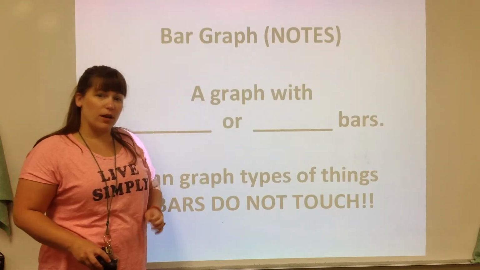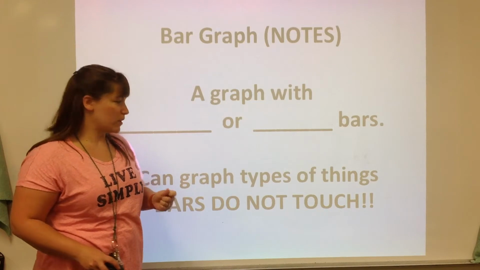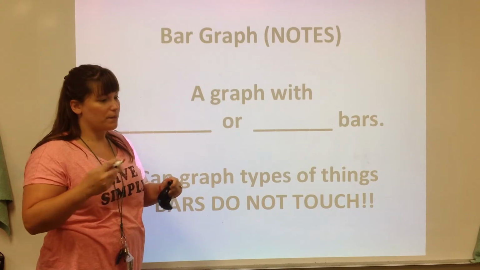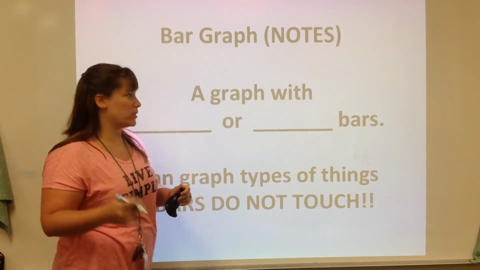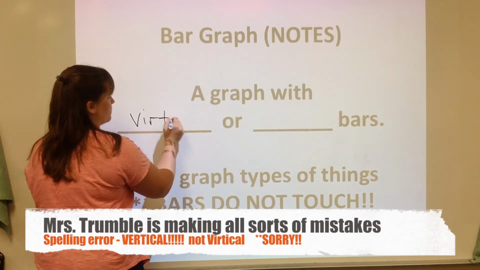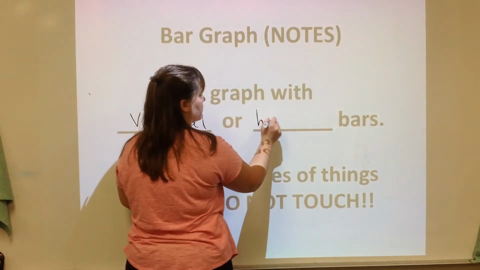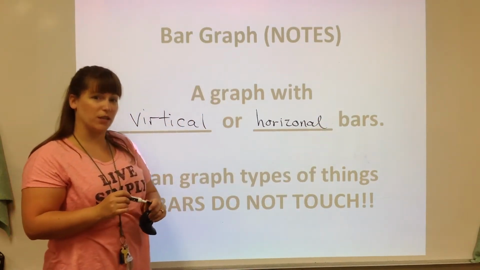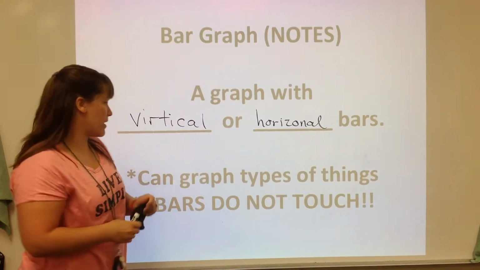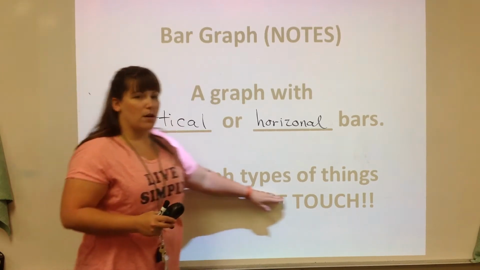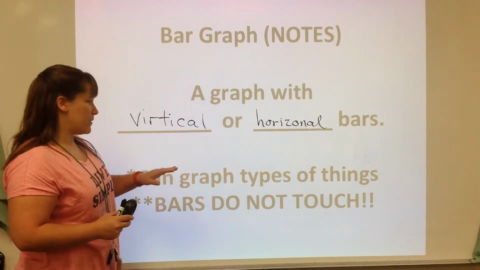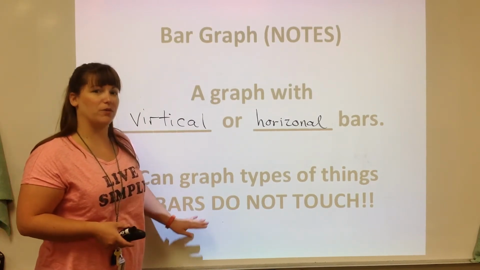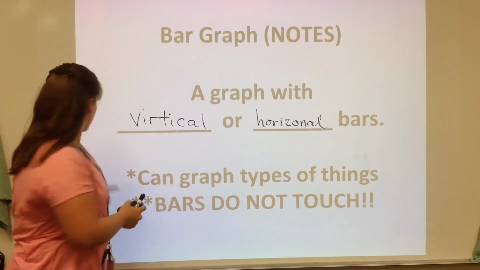So in your notes now, I want you to open up that bar graph section, and we're just going to write a couple of words. A bar graph is a graph with a vertical or horizontal bar. So we'll fill that in. None of the examples that I gave you had horizontal bars, but that does occur as well, and it's still a bar graph. So basically on bar graphs, this is already filled in. You can graph different types of things, and the big idea is that the bars do not touch. That's going to be important as we move on to histograms.